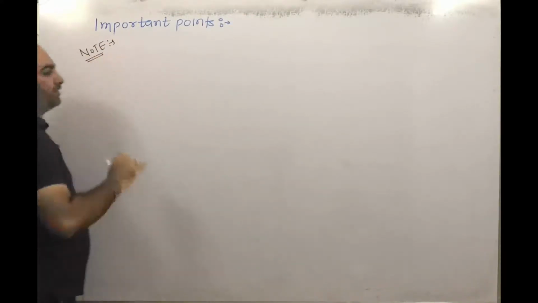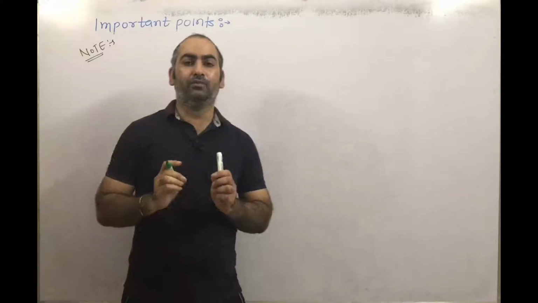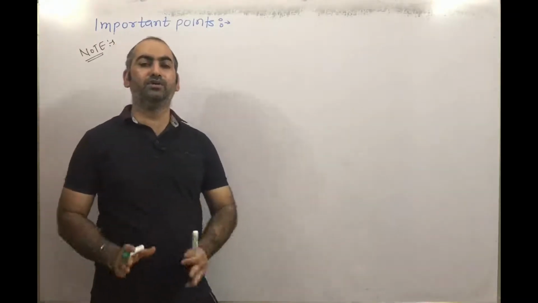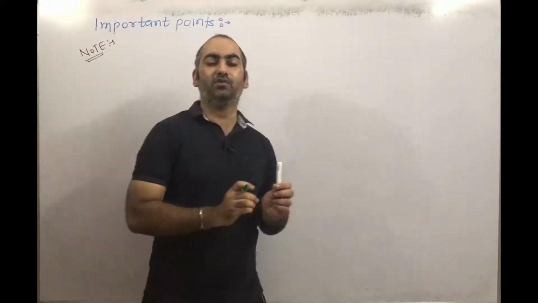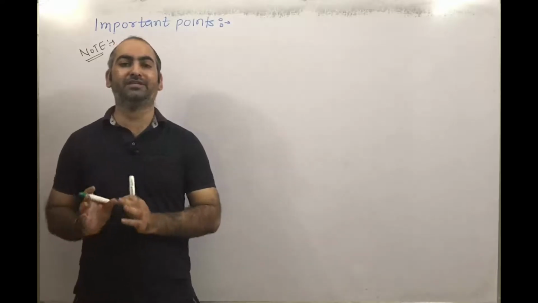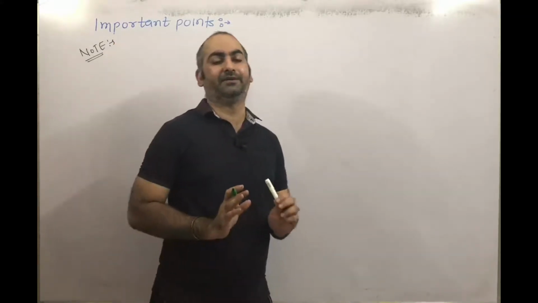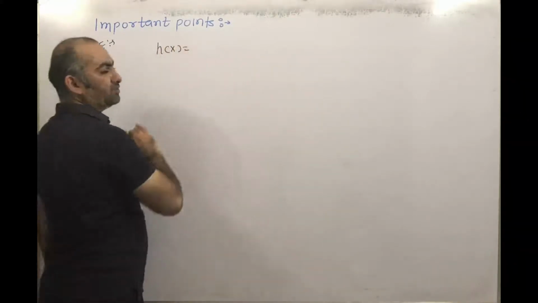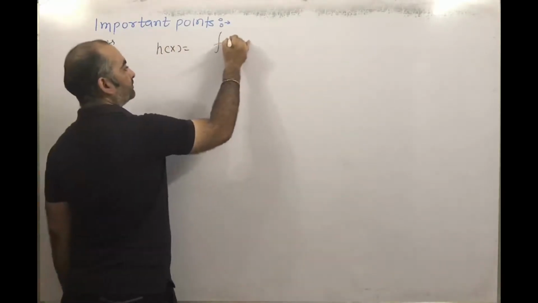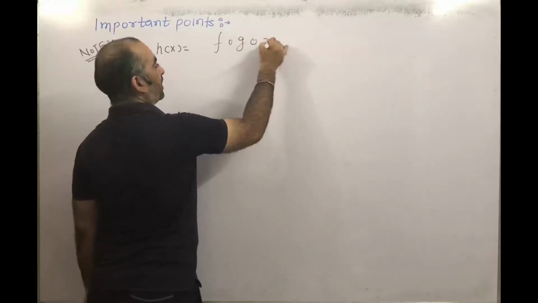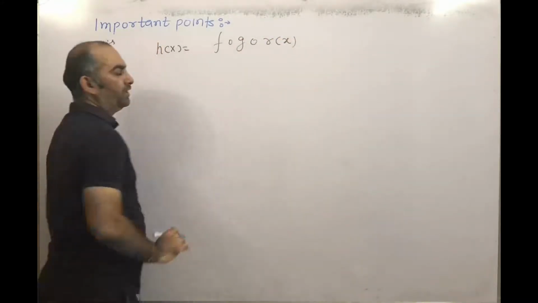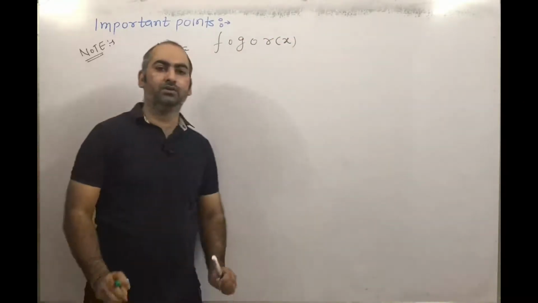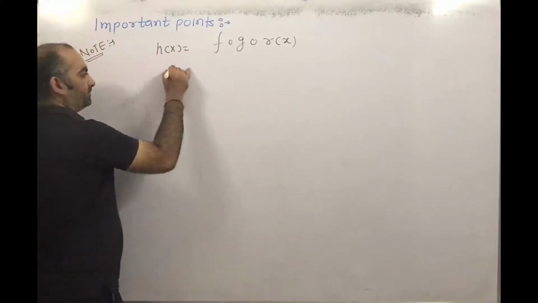Next we are discussing an important note. In this note, we are going to discuss how to find out whether a composite function is increasing or not if more than two functions are present in the composite function. For example, suppose h of x is f of g of r of x. So here we have three functions.